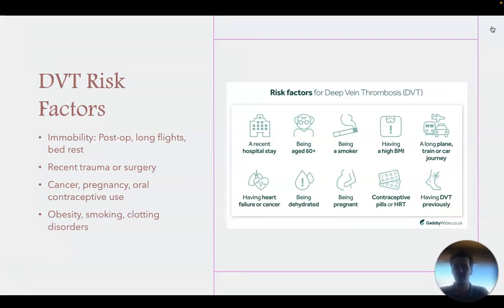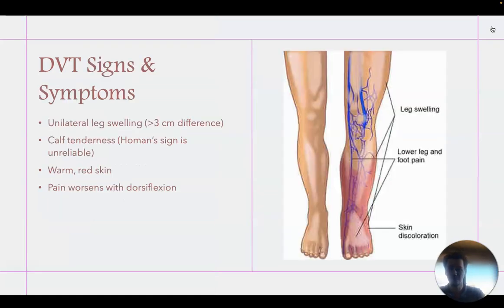Risk factors, we kind of went through these a little bit here, but immobility, whether it's from post-op, long flights, or bed rest, recent trauma or surgery, cancer, pregnancy, oral contraceptives, or obesity, smoking, and clotting disorders. And then on the right, you have a few extra risk factors thrown in there.